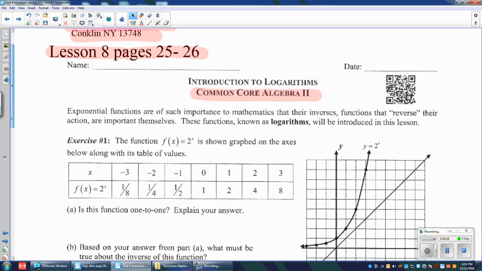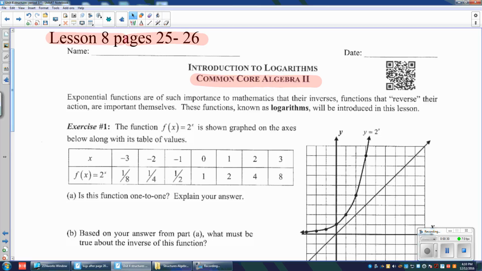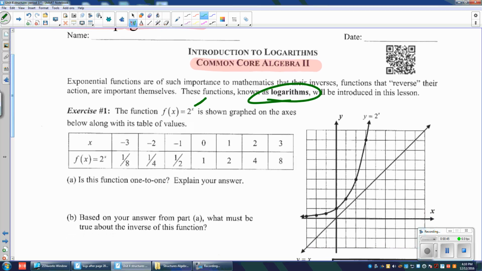Exponential functions are very important to mathematics, and their inverses are very important too. Just as addition and subtraction are inverses, and multiplication and division are inverses, exponential functions have an inverse known as logs. The function f of x equals 2 to the x is an exponential function because the variable is in the exponent.